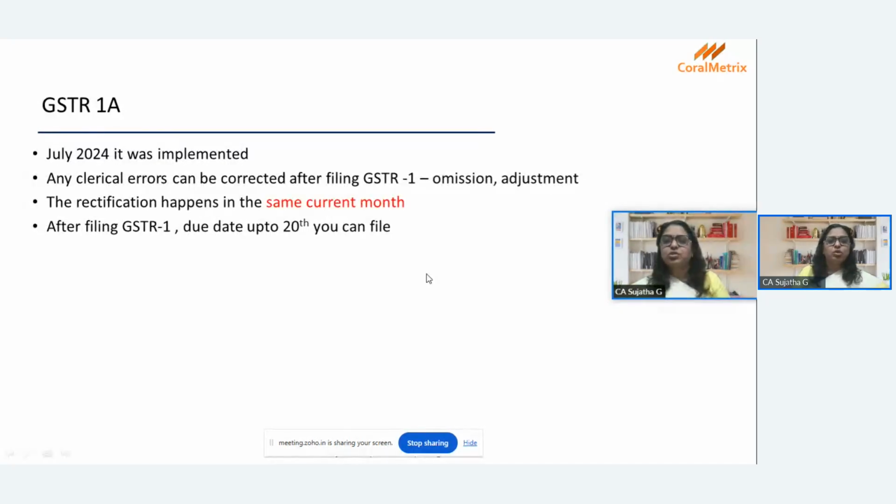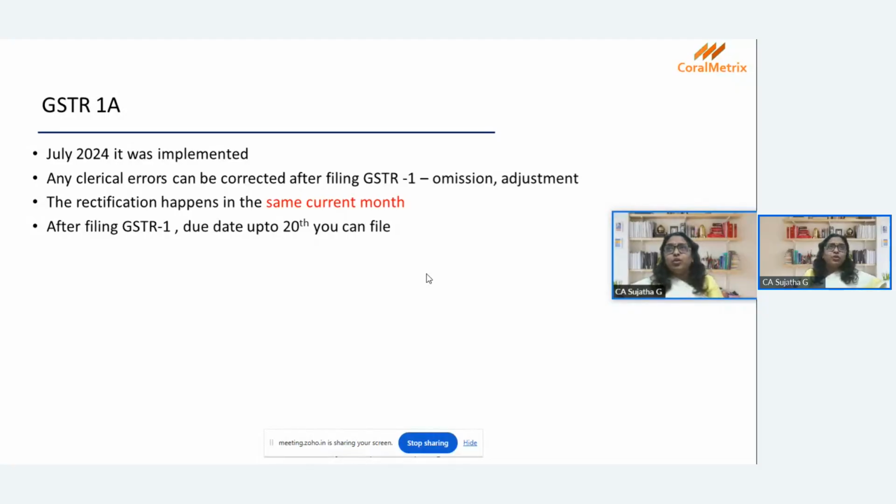GSTR1A was introduced long back. This is not something new. In July 24, it's almost 1 year now. There is no need for me to talk about GSTR1A in detail now, because all of you are aware. But still, many of us are not using it. We feel that it need not be, because obviously it is only an optional return. It is not a mandatory return.